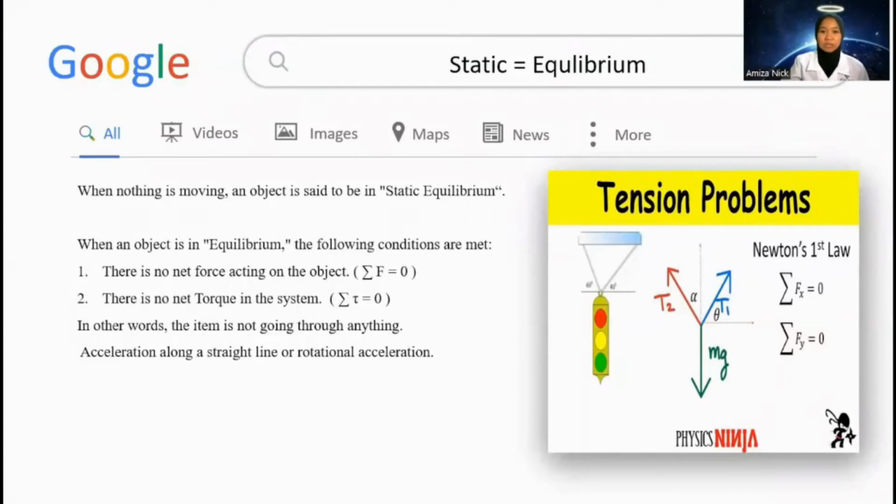There are two conditions when equilibrium is met. The first one is when there is no net force acting on an object. That means F equals 0. The second one is when there is no net torque in the system, when the torque equals 0. In other words, the object is not going through any acceleration along a straight line or rotational acceleration.